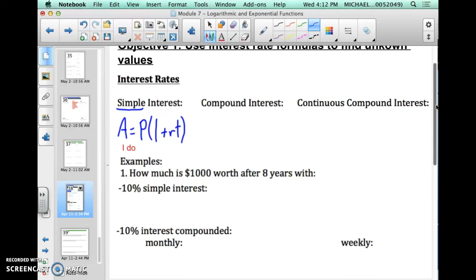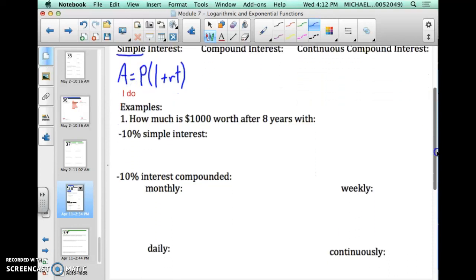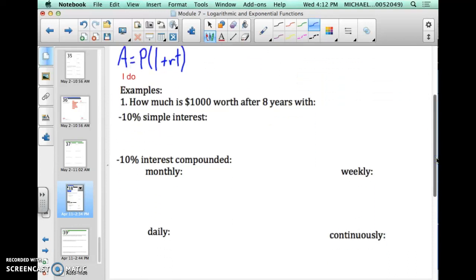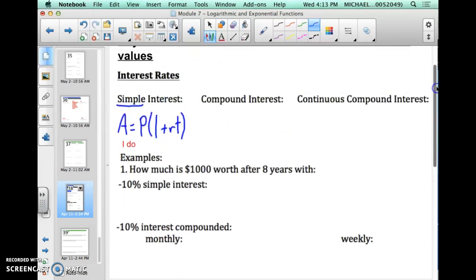Now, compound interest is a little bit different, and the keywords for that will be down here: monthly, weekly, daily, words like that. Meaning that they compound more than once in a year. Or even the word annually, which means that it compounded just once. The compound interest formula is A equals P times (1 plus R over N), all raised to the N times T.